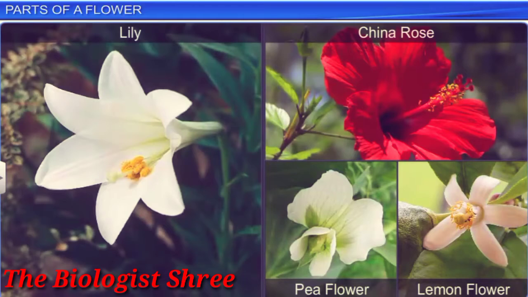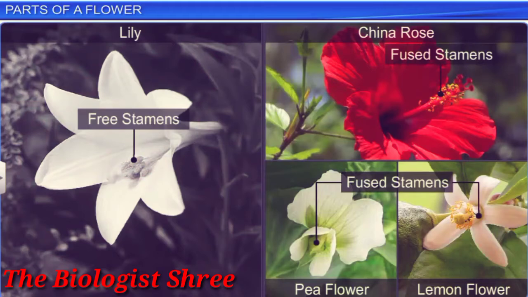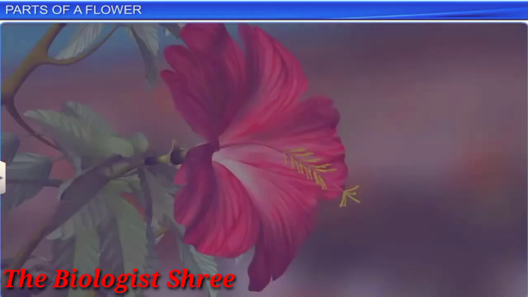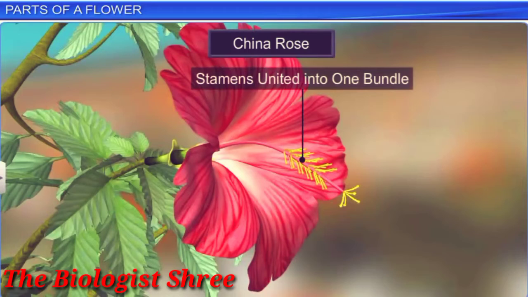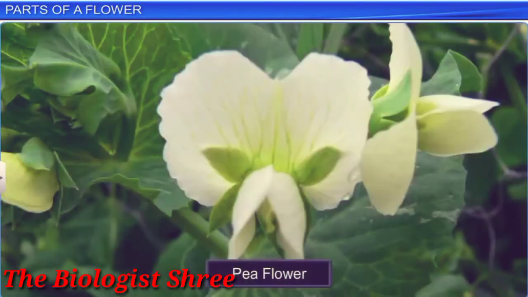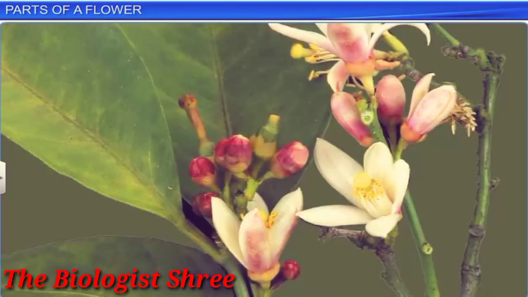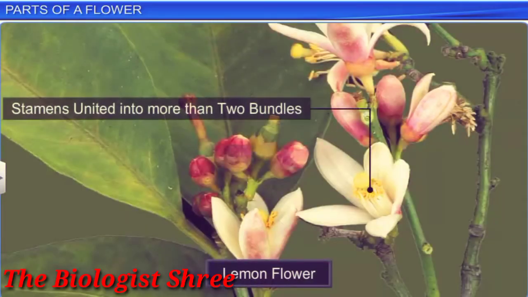Stamens can also remain free or polyandrous, as in lily, or united in varying degrees, as in China rose, the pea plant, and citrus plants. In China rose, the stamens are united into one bundle and are called monoadelphous. In the pea flower, the stamens are grouped into two bundles and are called diadelphous. And in the lemon flower, the stamens are grouped into more than two bundles and are known as polyadelphous.